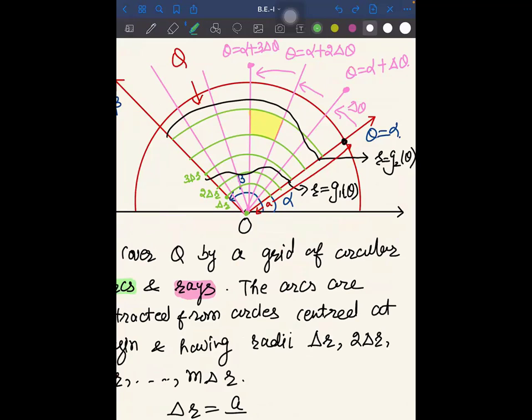Sir, it goes between R equal to G1 theta and R is equal to G2 theta. So that is our region R. Right? So this is our region R. Is it okay? So that region R is actually lying between these two curves. Yes. You are with me?